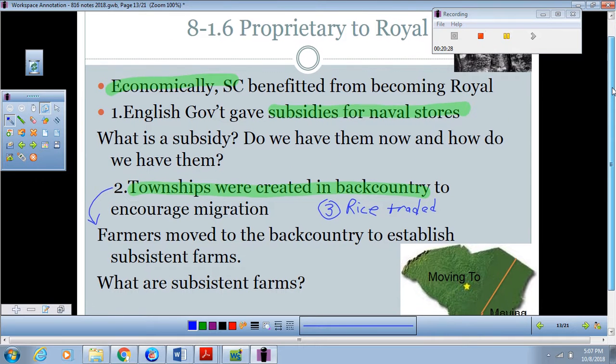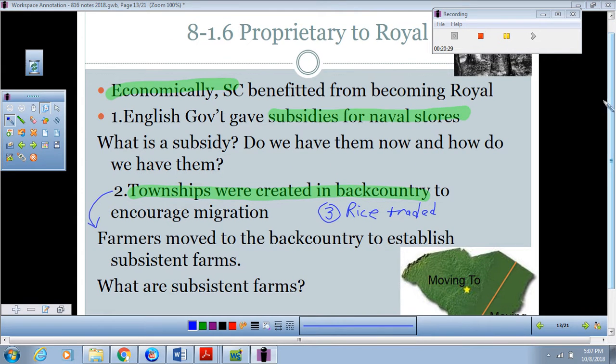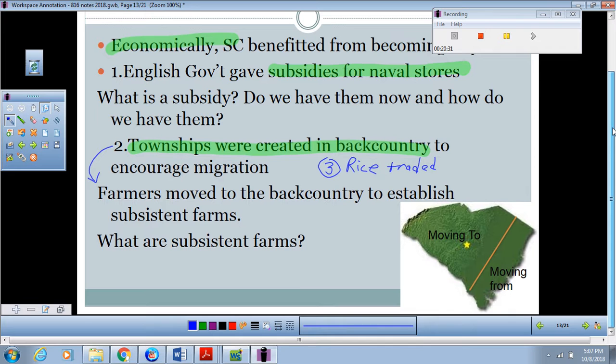This ends the lesson today. In the future lesson, we're going to learn more about the difference between the backcountry and the low country, and about how the backcountry wasn't being protected by the low country, so they had to form a citizen group to take the law into their own hands, called the regulators.